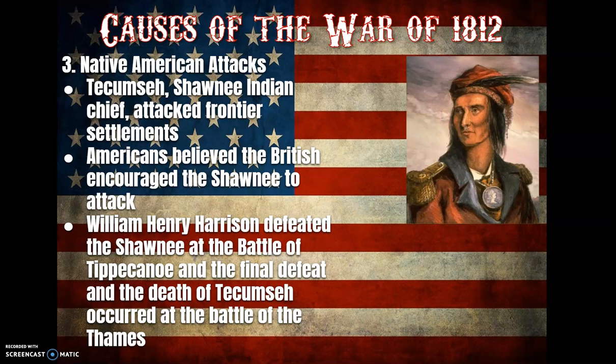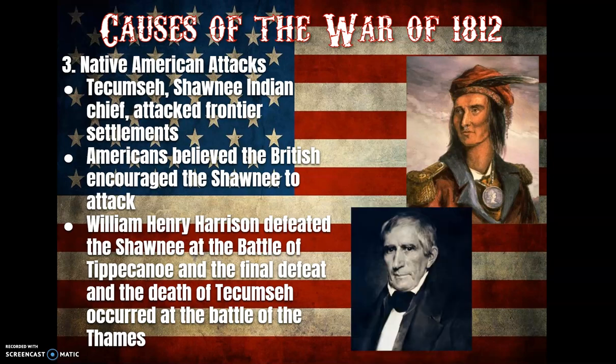Now, a future president named William Henry Harrison is going to fight the Shawnee Indians during the War of 1812, and he's going to help defeat them in the Battle of Tippecanoe. And Tecumseh, the Native American chief, who we'll talk more about later, ends up dying during the War of 1812 in the Battle of Thames. So more on that later. But for now, that's Tecumseh, and that man at the bottom is William Henry Harrison, a future president.